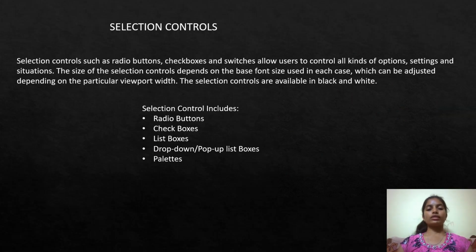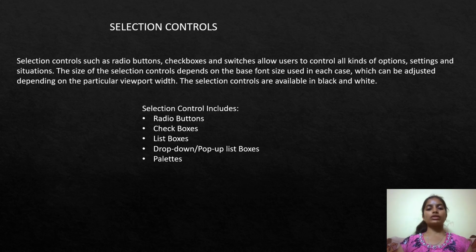Selection controls. Now we'll look into the basic selection control statements used in user interface design. Radio buttons, check boxes, and switches allow the user to control all kinds of options, settings, and situations. The size of a selection control depends on the base font size used in each case, which can be adjusted depending on a particular viewport width.